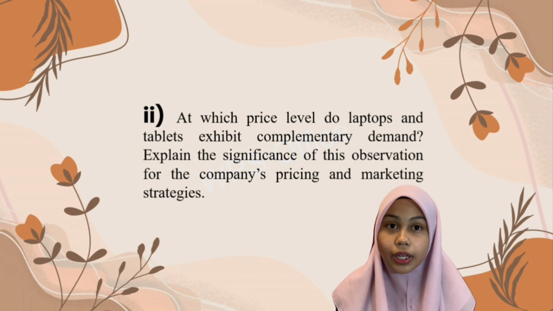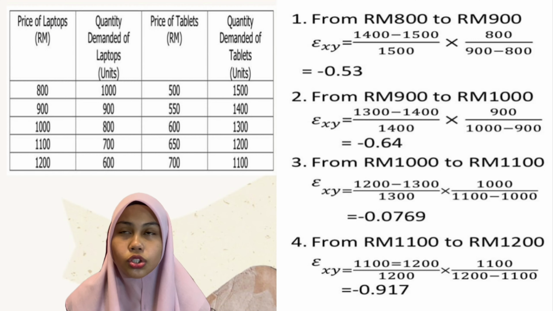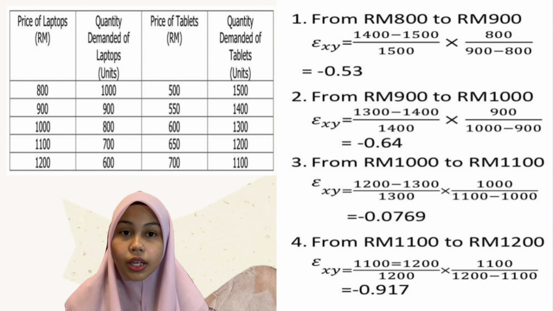Question number 2 Roman, at which price level do laptops and tablets exhibit complementary demand? Explain the significance of this observation for the company's pricing and marketing strategies. So to answer this, we need to calculate the cross elasticity of demand for different levels by using the same formula as in question 1 Roman. We take the data from this table and apply it to the formula.